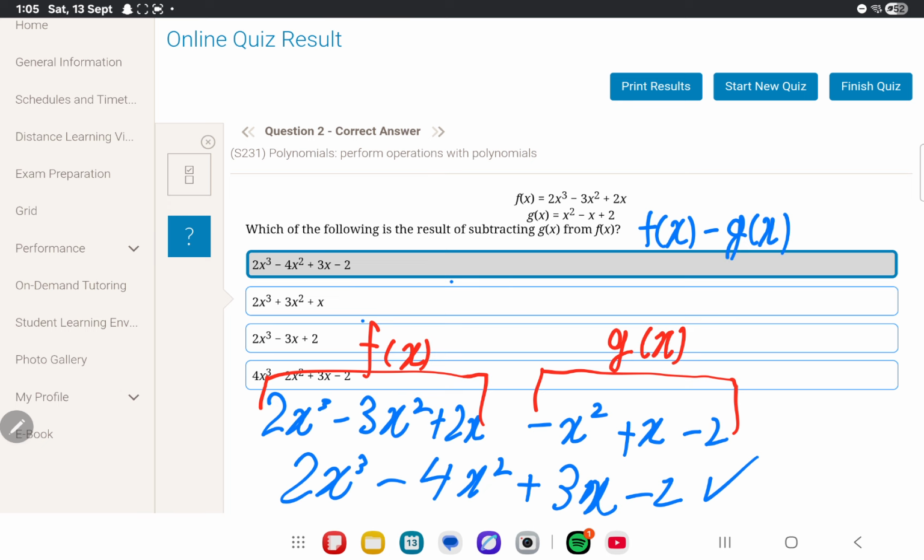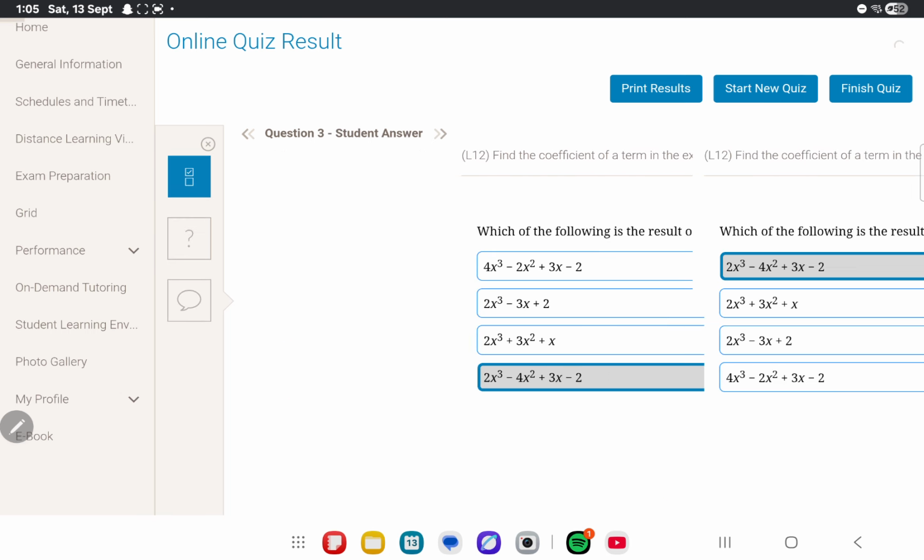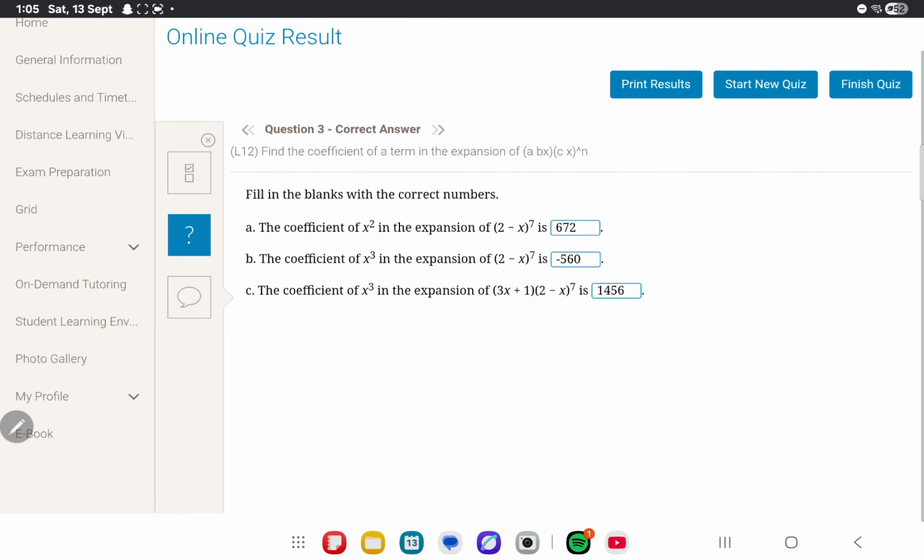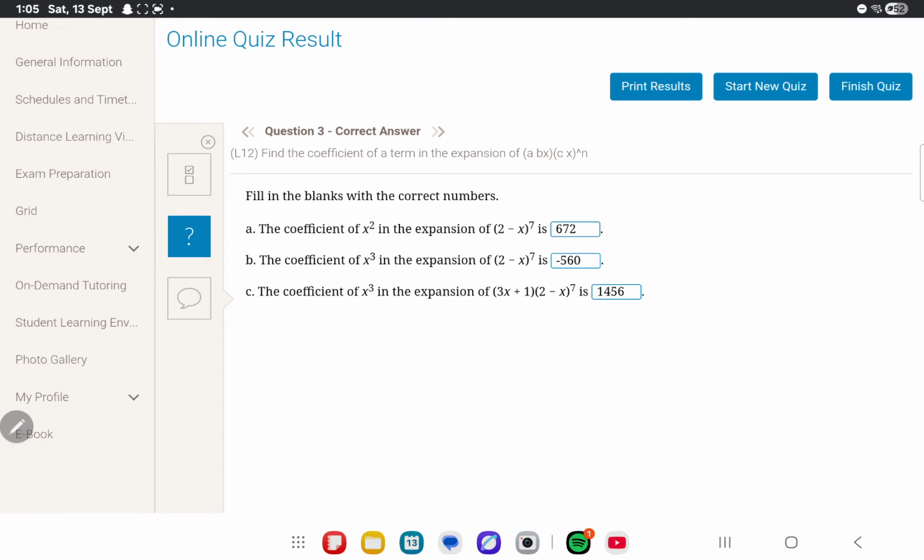Okay, moving on. Question 3. This is relatively new material compared to the other questions. So 2 minus x to the power of 7. Just as a quick refresher, I'm going to want to write this in sigma notation. Before I do, let me reintroduce sigma notation as a refresher.